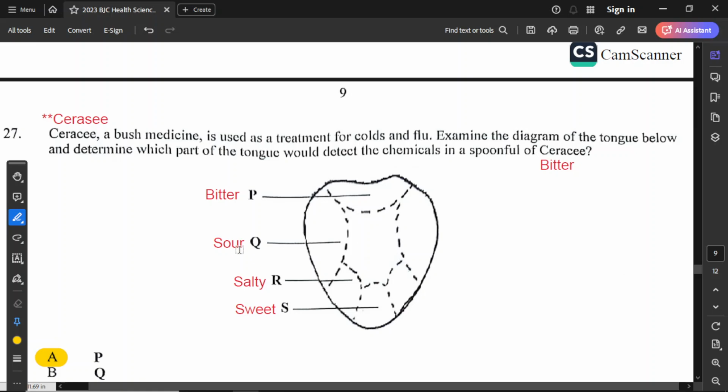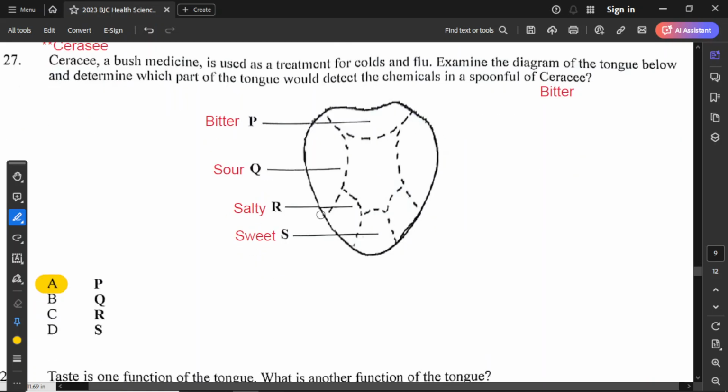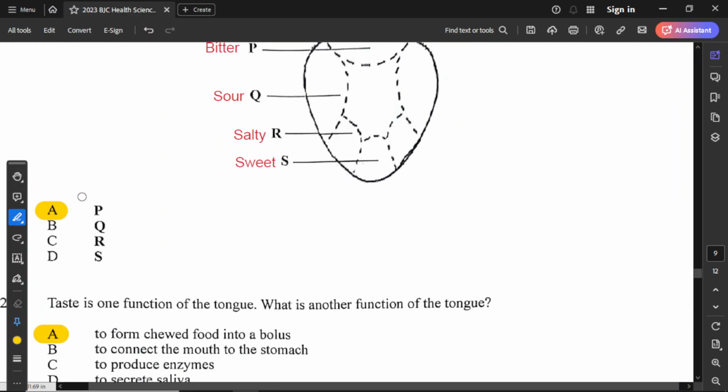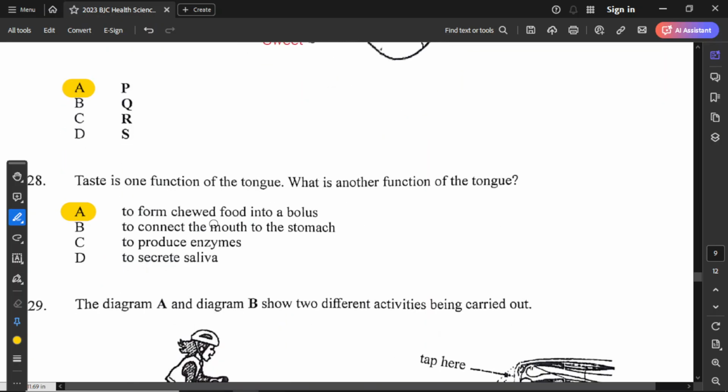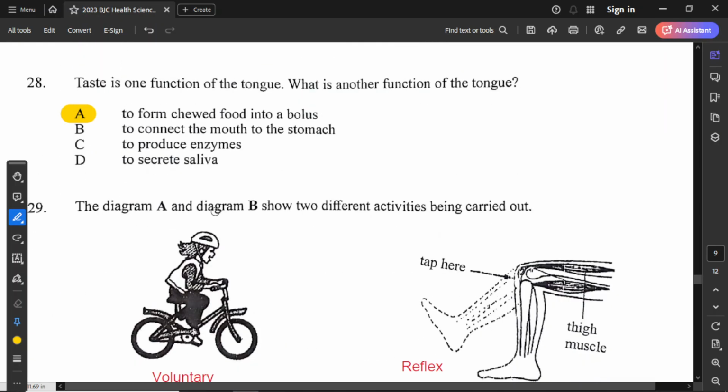The major side part will be sour, which is Q, and then closer to the front, closer to the sides, we have salty, and then in the middle portion we have sweetness. So P is the option there. So option A is correct. All right, for question number 28, it said taste is one of the functions of the tongue. What is another function of the tongue? And of all the options here, the only correct one is A. It is to form chewed food into a bolus, which is a ball. We talked about that earlier when we talked about peristalsis. So A is the correct option right there.